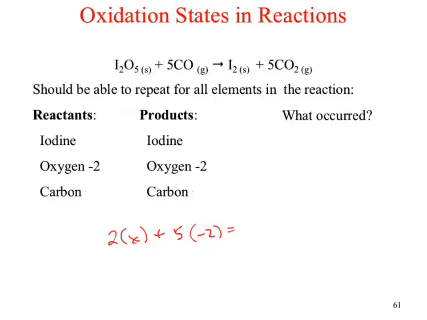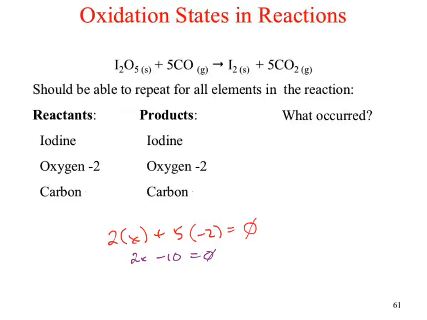Now, where's the overall charge? It is always in the upper right-hand corner. There is no exception. It is always in the upper right-hand corner. If there's nothing specified, it's zero. Okay? Some people are good at looking at that and just saying, well, it comes out to five. Well, good for you. 2x minus 10 equals zero.